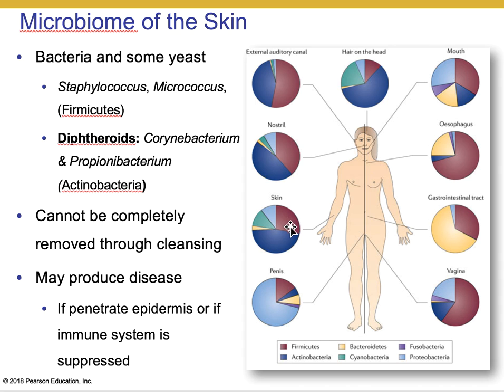A little bit more minor component, the Firmicutes, includes Staphylococcus. These are gram-positive bacteria, and Staphylococcus and Micrococcus are two common members of that group that would be found on the skin.